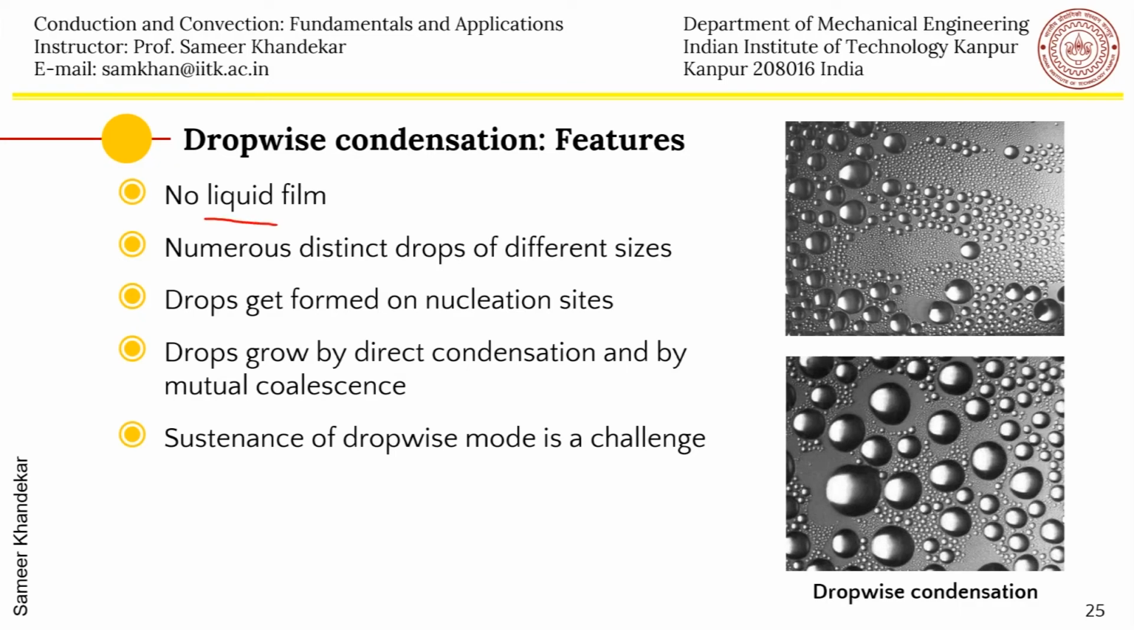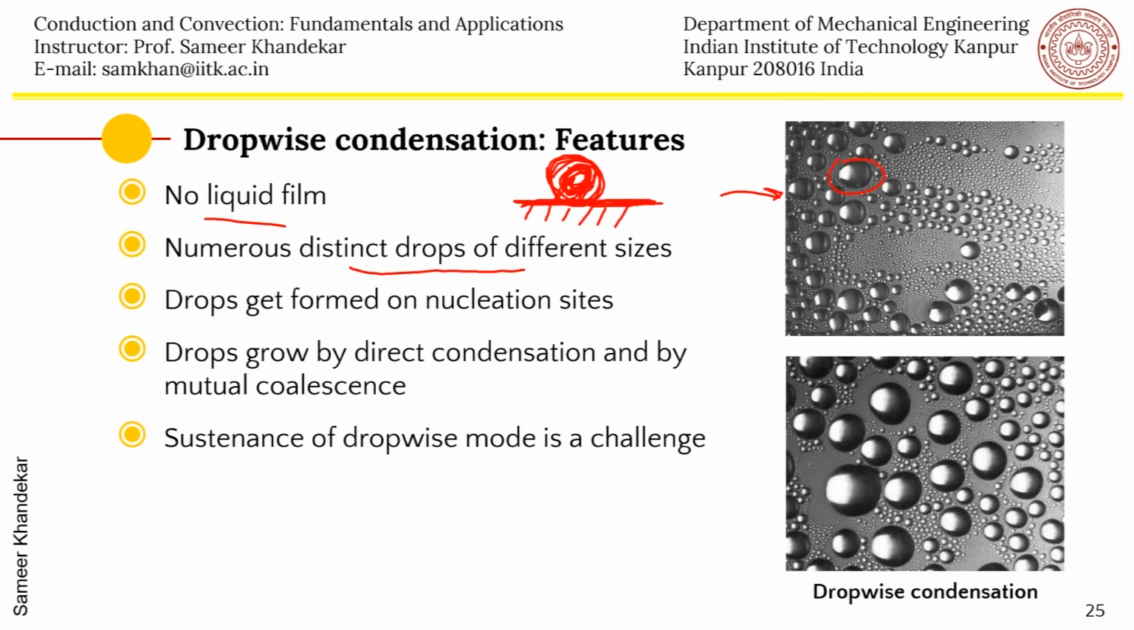Numerous distinct drops of different sizes get formed, as you can see here. Some drops are old, which are already formed some time back and they are growing. Some drops are new. They have just got formed and they are also growing. So various generations of drops can be seen on the substrate. They get formed on certain nucleation sites, specific sites on the substrate. They grow either by direct condensation, because these drops are exposed to vapor on the other side, so vapor will directly condense on these drops, and the drops will slowly grow.